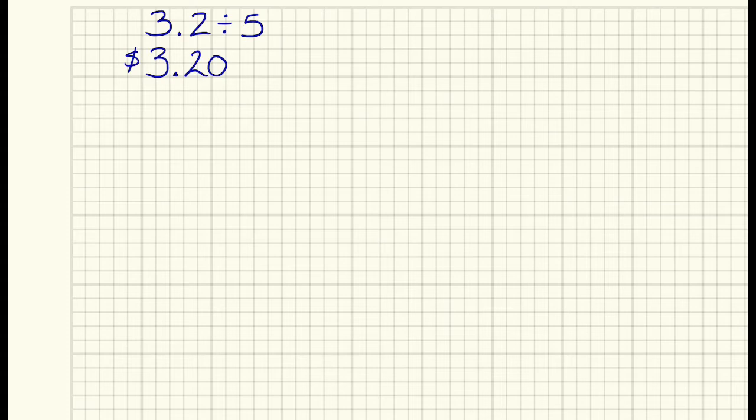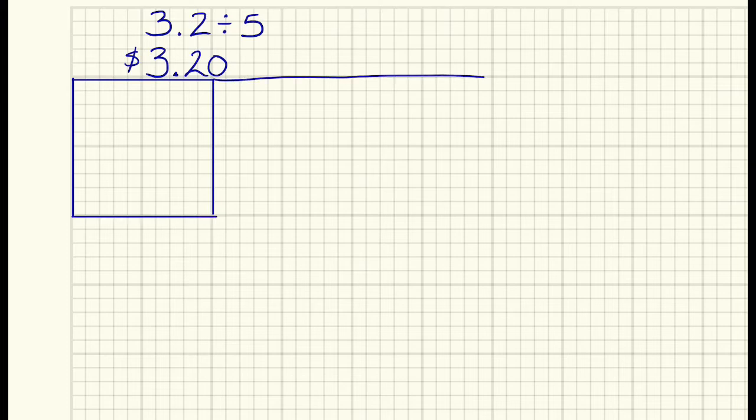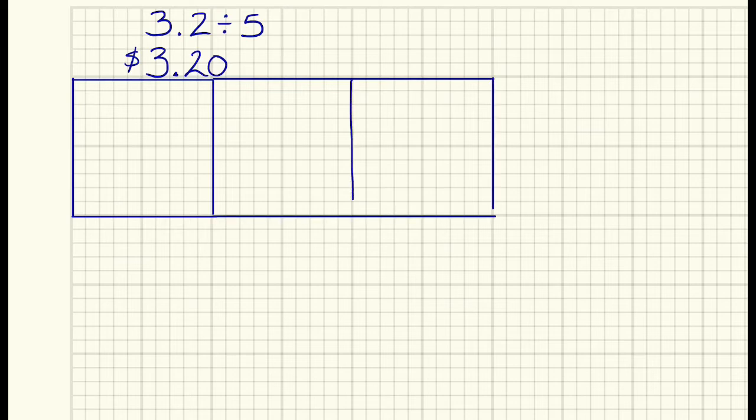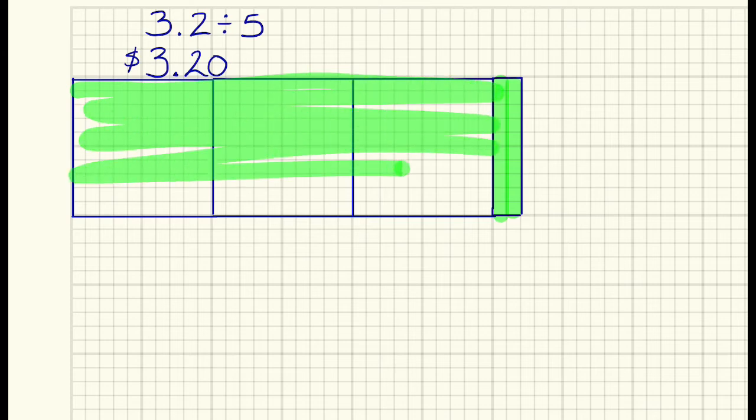So first, I think I want a picture. And I'm going to draw a square to represent 1. So 1 square be 1 whole, or $1. And in this case, I've got 3 wholes, 3 whole dollars, and 20 cents, which I will tack on to the end here. So right over here is my 2/10, or 20 hundredths, my 20 cents. So there's a picture showing $3.20. There's my 20 cents. And here's my 3 wholes, or my $3.